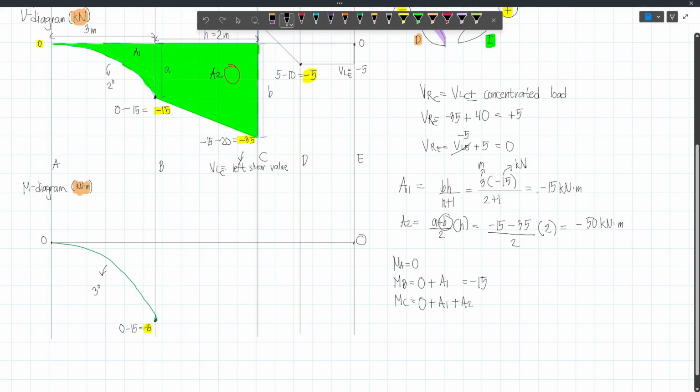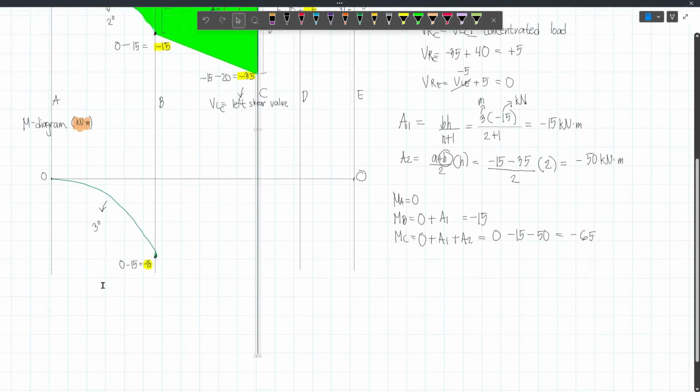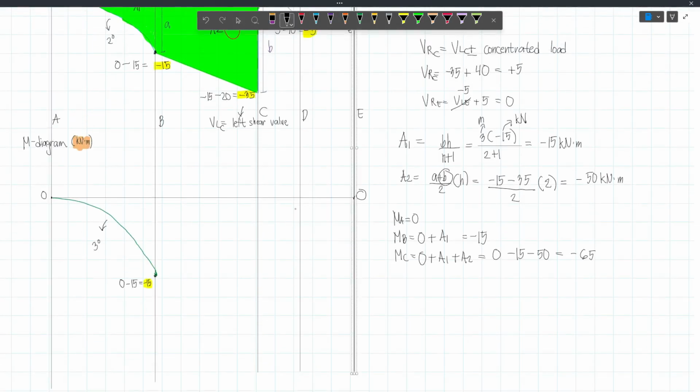However, be wary of this one. This isn't the moment at C. Again, our moment at C will be the total of these areas. And so we have to add A1 and A2. And so we have 0, and then our A1 is negative 15, and then our A2 is negative 50, so minus 50. And so we have negative 15 minus 50, that will give us negative 65. And so from here, we will actually move down if we are going to C. So let's just extend this one, and also this one, and also the rest. Now let's just say that the moment value at C is somewhere right here, because again this is negative 15 and then minus 50, which is negative 65.